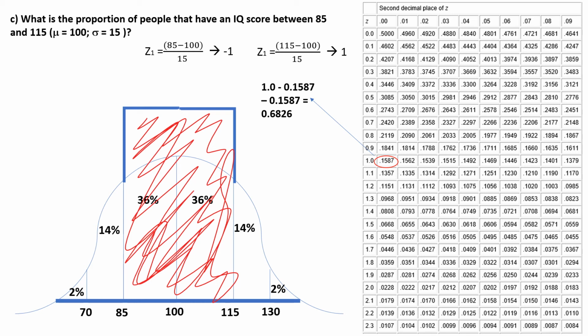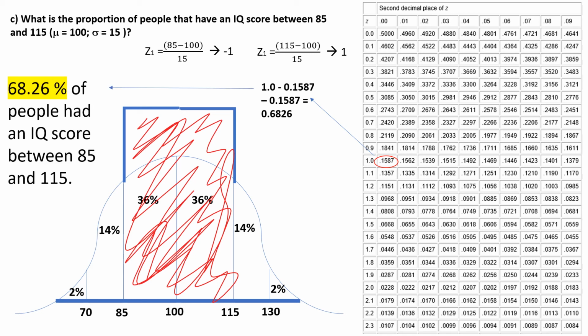We take 1, and then we just subtract 0.1587 twice from 1, and we're left with 0.6826, which equates to 68.26% of people who had an IQ score between 85 and 115.